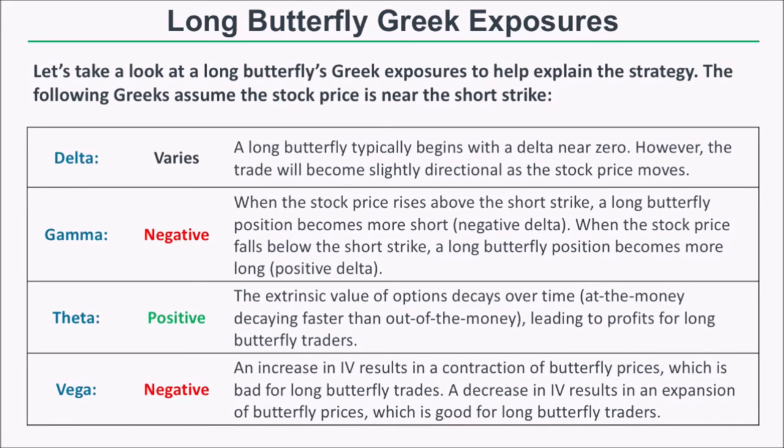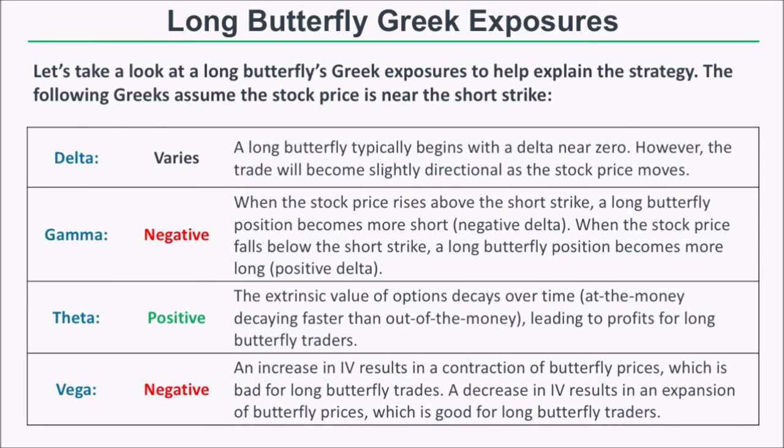Now, in regards to theta decay, a long butterfly spread will have positive theta. Now, that's because if the stock price is right at your short strike price, those short at the money options will have more value to lose than the out of the money and in the money long options, and therefore you'll be collecting the extrinsic value of those options as time passes.